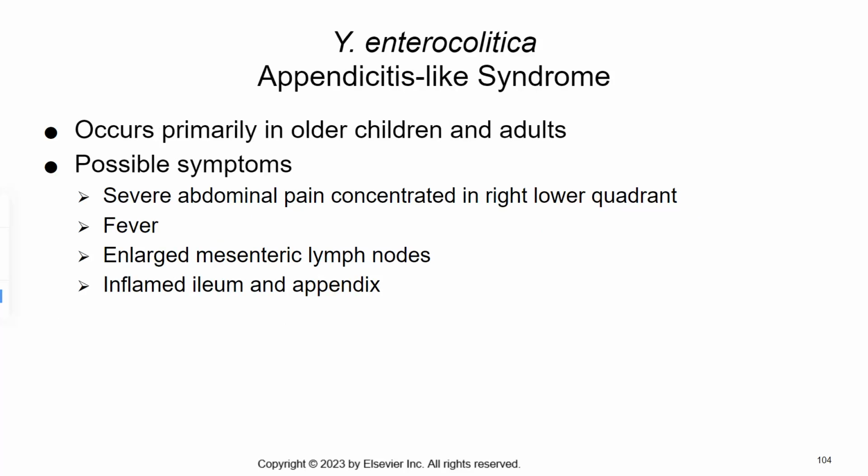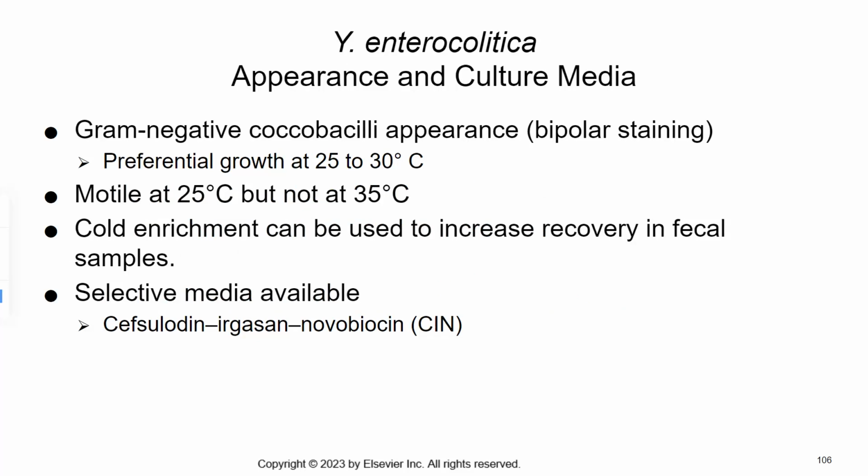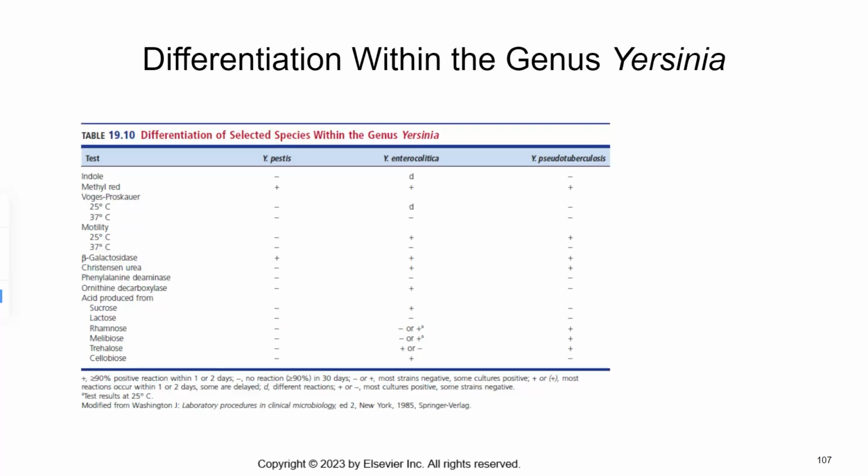Appendicitis-like syndrome occurs primarily in older children and adults. The arthritis form is an uncommon, extraintestinal form, usually after a GI episode or an appendicitis-like syndrome. Yersinia enterocolitica is a gram-negative coccobacillus, and it has that bipolar staining, preferential growth at 25 to 30 degrees, motile at 25 but not at 35. Cold enrichment can be used to increase recovery in fecal samples. And here is a table that allows you to differentiate the different species within the genus Yersinia.